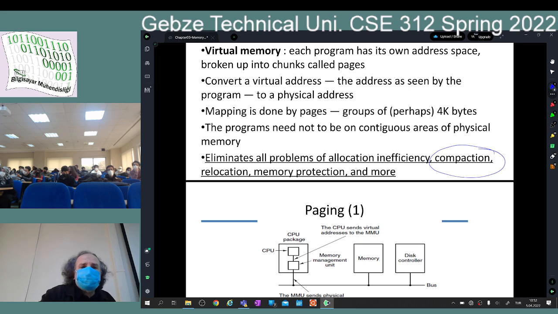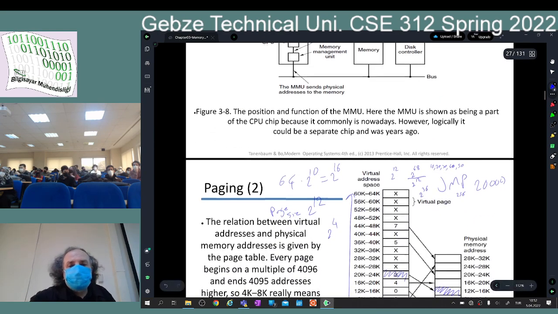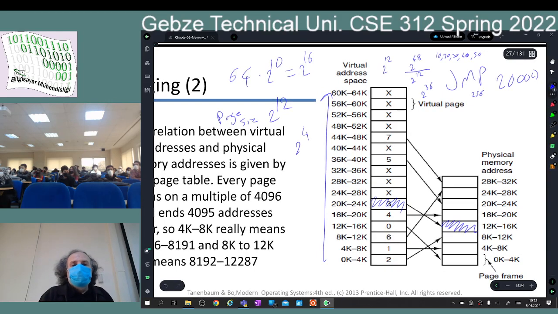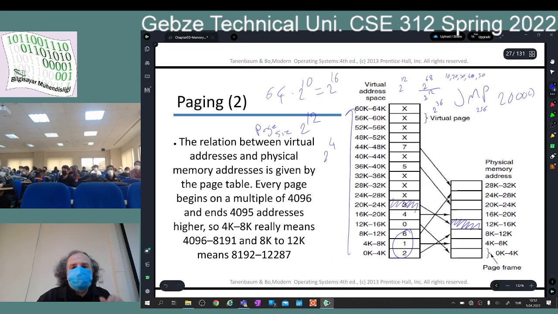Also, there are some advantages about protection too. Each page can have its own protection properties. For example, this program has this virtual address space, and the operating system might say that these pages are read-only pages. Why would I have a read-only page in my virtual address space? Because these are some code, and you are not supposed to change the code, right? And you are going to share this code with some other process. So it might be something like this.